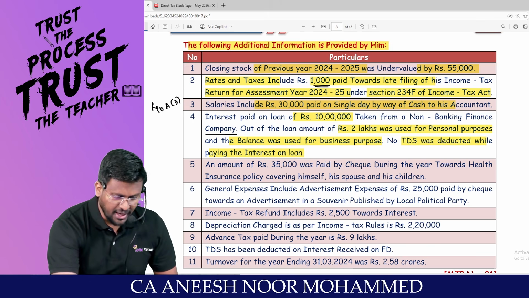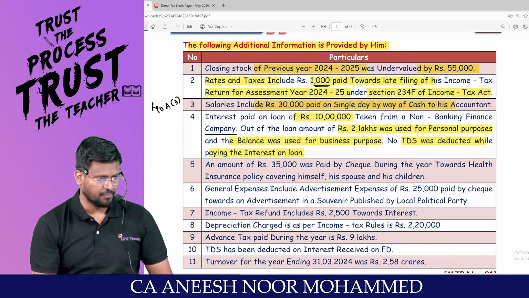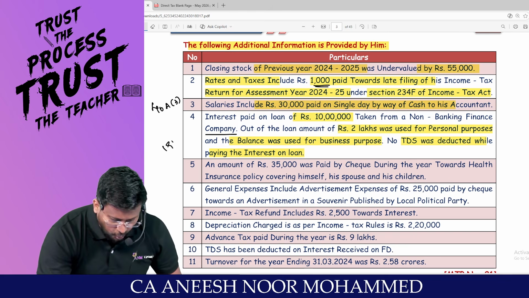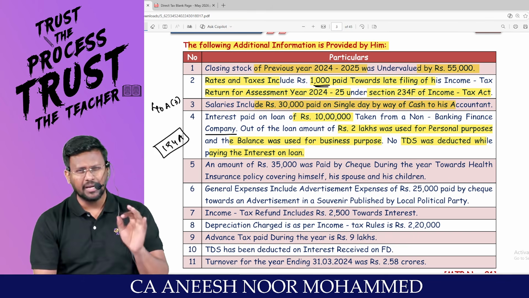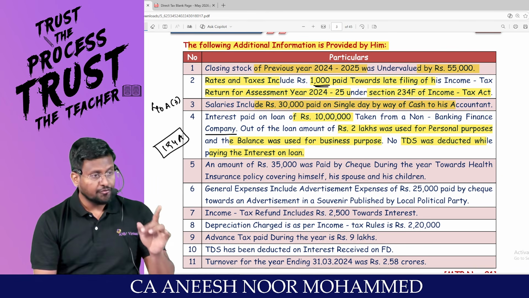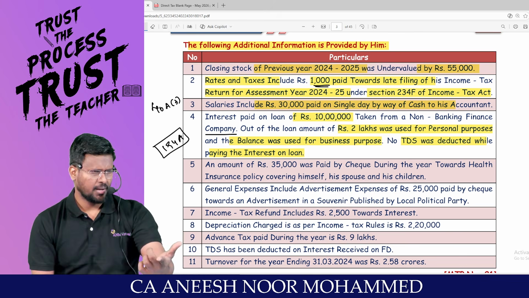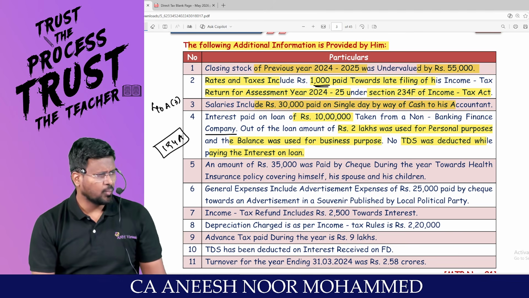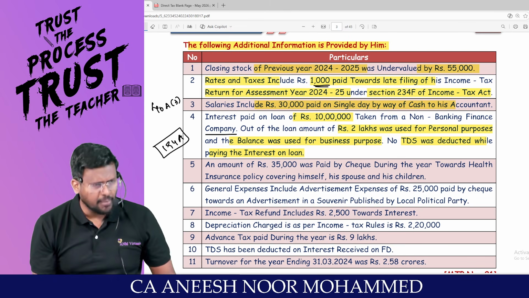Generally, sir, we are having two sections. Section 193, interest on securities. And section 194A, interest other than interest on securities. My dear lovable students, if you are making interest payment to a bank. Bank will not hide income. Will the bank hide income? No, because they are under the guidelines of RBI.